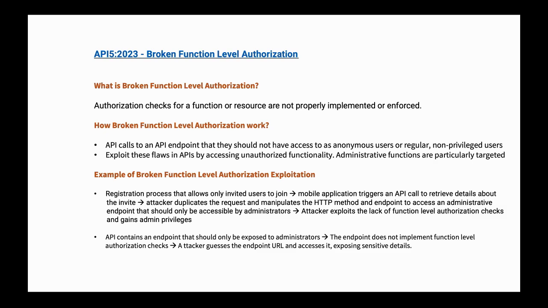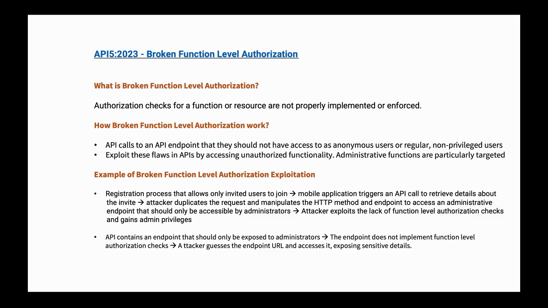So how does broken function level authorization work? To exploit this vulnerability, the attacker sends legitimate API calls to an API endpoint that they should not have access to as an anonymous user or regular non-privileged user. Now the authorization checks for a function or resource are usually managed via configuration or code level. Implementing proper checks can be a confusing task since modern applications can contain many types of roles, groups, and complex user hierarchies. Attackers can discover and exploit these flaws in APIs by accessing unauthorized functionality.